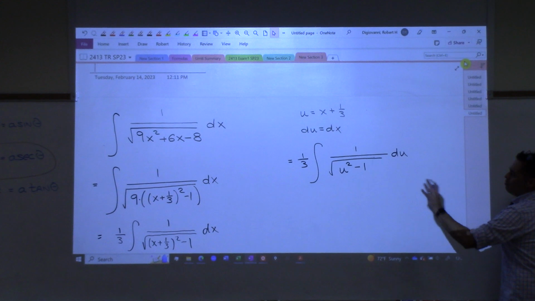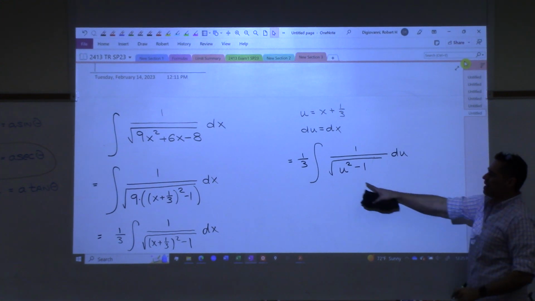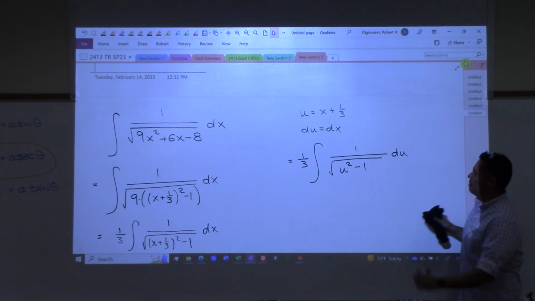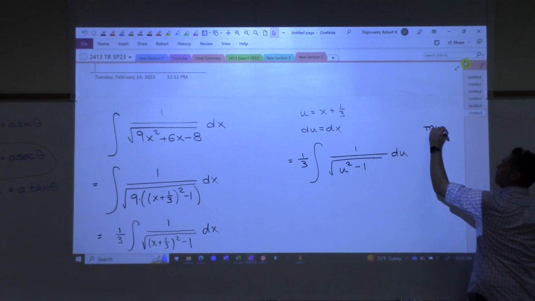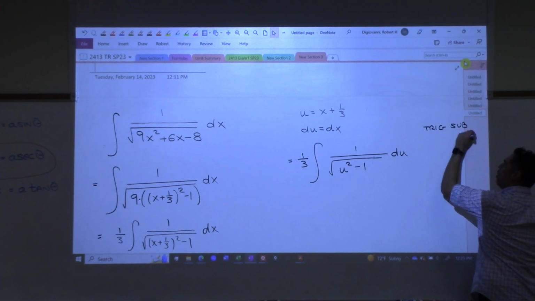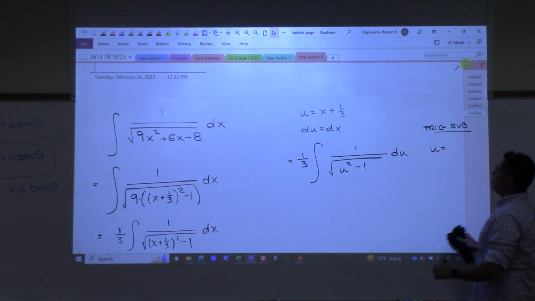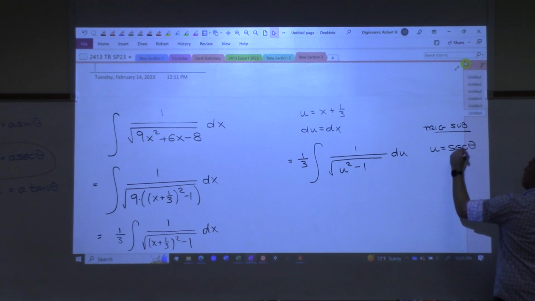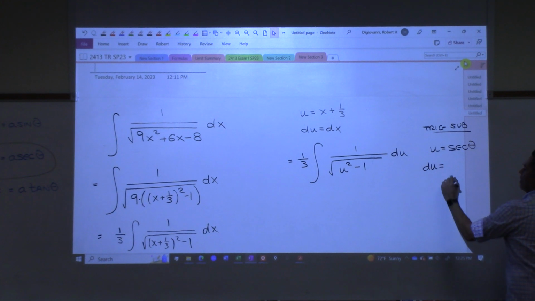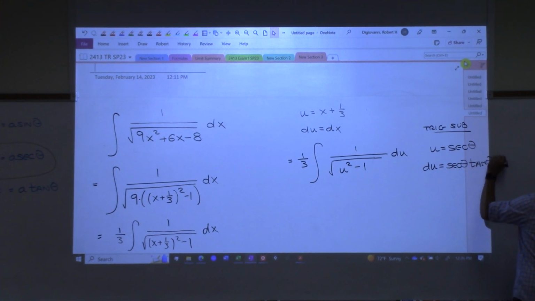Okay, so what did we say? We're going to replace what with what? The u is like the x in that formula, right? So I'm going to go trig sub. What's a? A is 1, because that's 1 squared. So I go u is secant theta. Derivative: du, not dx, is secant theta tangent theta d theta.